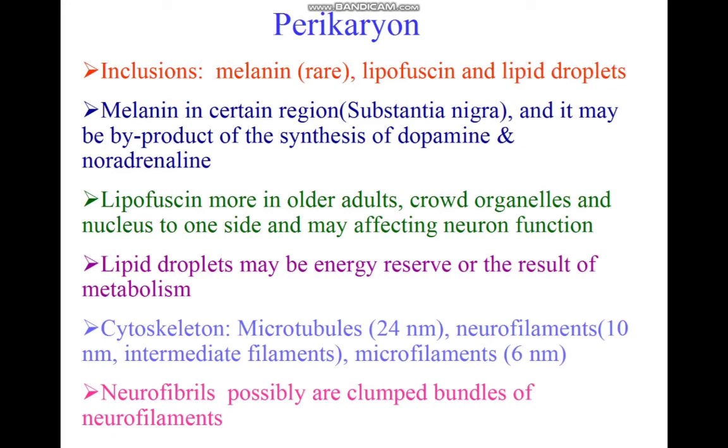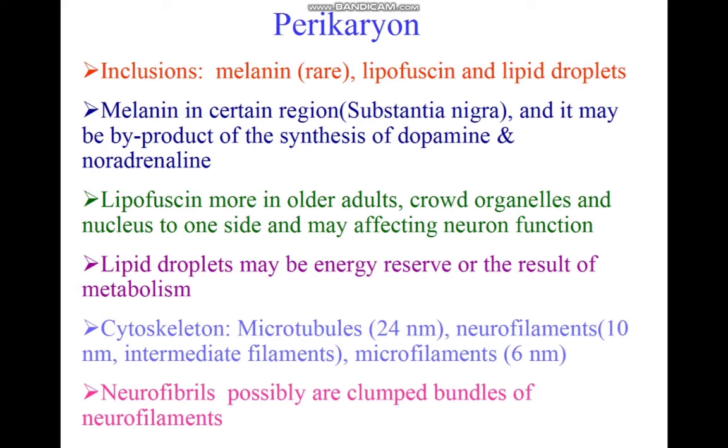Melanin in certain regions, for example in the substantia nigra, and it may be a byproduct of the synthesis of dopamine and noradrenaline. There is lipofuscin, more in older adults, with crowded organelles and the nucleus pushed to one side, and it may affect the neuron function. There are lipid droplets, which may be an energy reserve or the result of metabolism.